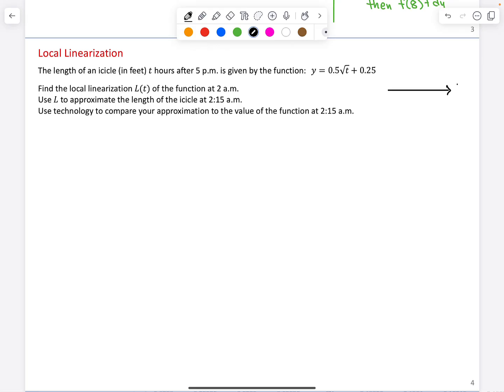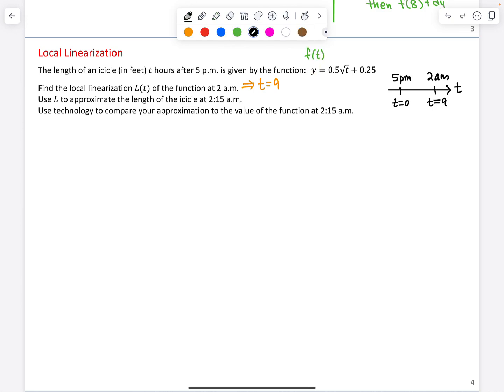So on a t number line, if t equals 0 corresponds to 5 p.m., then what t value would I need to represent 2 a.m.? We'd have to count how many hours there are between 5 p.m. and then 2 a.m. And it's 7 hours to midnight and then 2 more hours. So this would mean that t would be 9 hours after 5 p.m. So this time right here tells us that we should be using the value of t equals 9. Okay, the local linearization is just the equation of the tangent line at that time. To help us with notation, let's call this y function f of t.